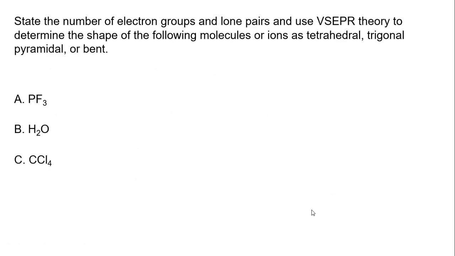Okay. So state the number of electron groups and lone pairs and use the VSEPR theory. That is what I just covered. The chart, all of that, the shapes are VSEPR theory. Determine the shape of the following molecules or ions as tetrahedral, trigonal pyramidal, or bent. So we need to figure out what type of shape these have, the electron groups and the shape. So we have PF3. This is phosphorus trifluoride. We have water, and we have carbon tetrachloride. So we've got to figure out what these are.